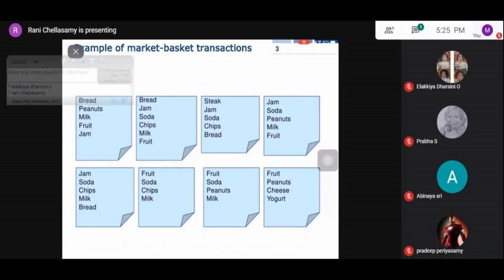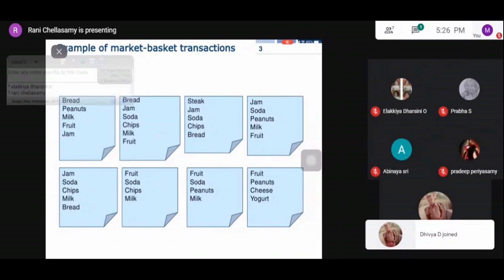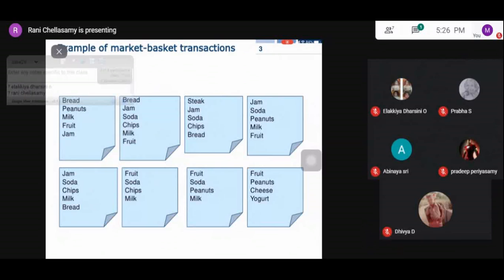This list of transactions, we call a database. In the database, each one is called a transaction. So this first one represents transaction 1. Transaction 1 has a list of items purchased by customer 1, and transaction 2 has other products purchased by another customer. Likewise, so many transactions are there. Each transaction consists of a list of products or items.